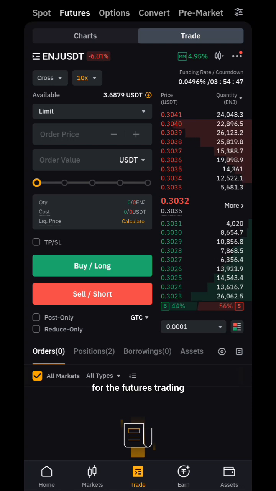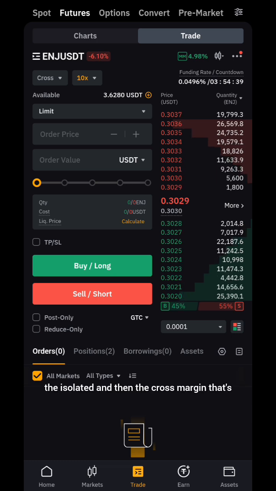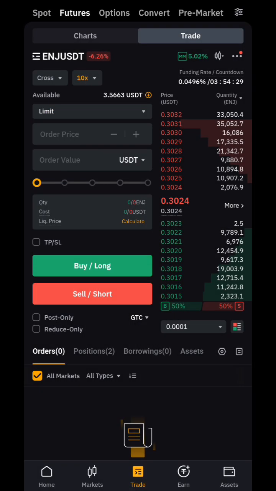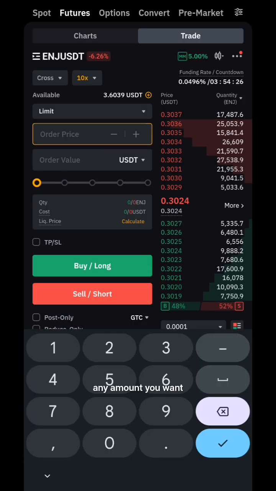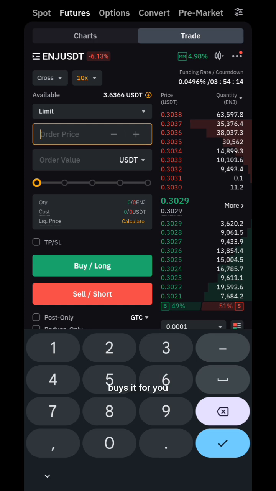For futures trading, if you want to learn how to trade futures, you use limit, isolated, and cross margin. Okay, this is the limit here. You click here, that's the limit. Limit allows you to input any price you want a particular coin to fall to before the exchange automatically buys it for you.